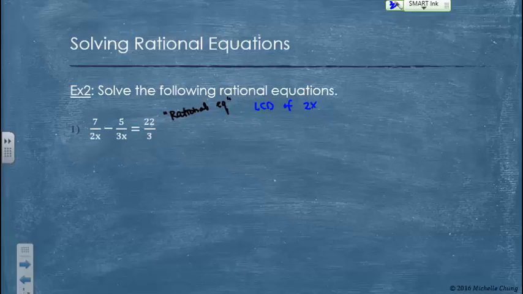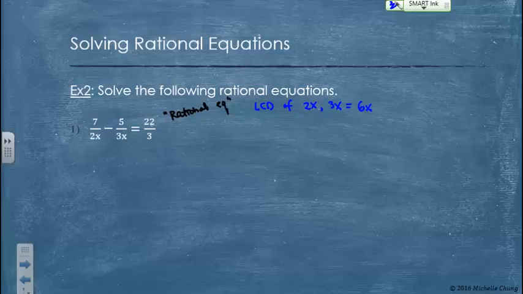So we have the least common denominator of 2x and 3x. But when you have an expression in your denominator, if you have only one term for each, then this is a pretty simple case. Simply think about the LCD of the number part and the LCD of the variable part, which means the LCD of 2 and 3 is 6, and the LCD of x and x is x.